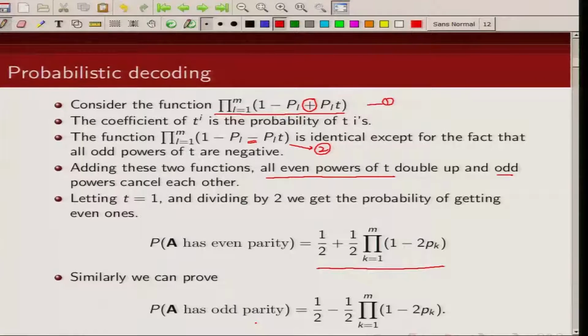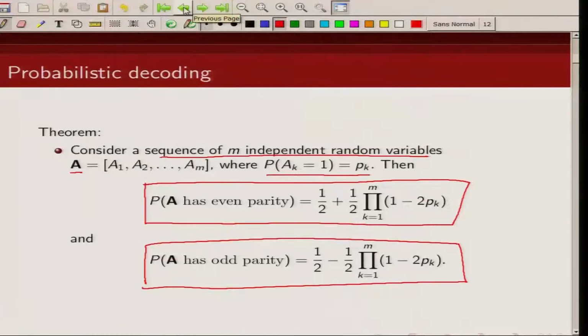In this case, this will have all terms positive, odd powers also positive, and this will have odd powers negative. So, if we subtract this from this, we will get basically the probability of odd parity, and that is given by this. Now, the same result can also be proved using mathematical induction.